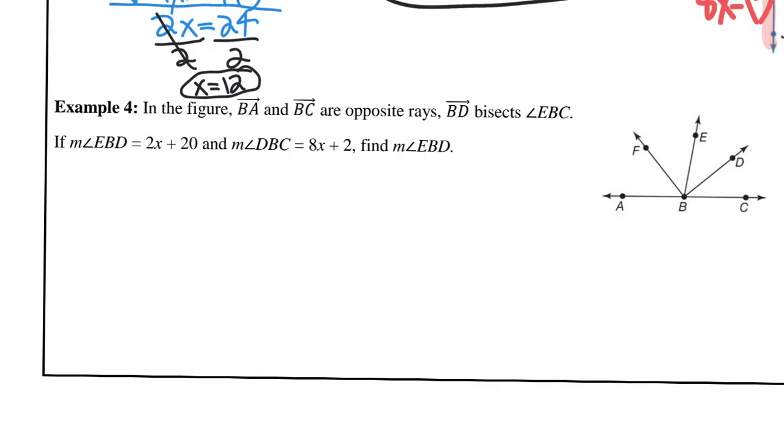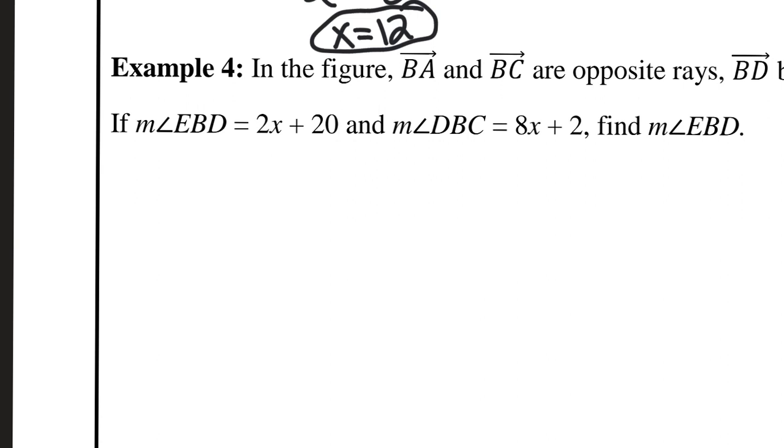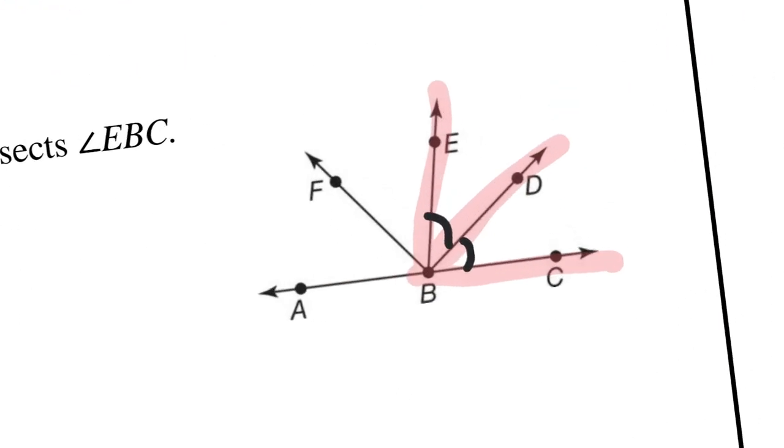Final example, in the figure, ray BA and ray BC are opposite rays. Ray BD bisects angle EBC. Okay, so I went ahead and I labeled that information. If it bisects it, then EBD is congruent to DBC. And it says measure of EBD equals 2x plus 20, and measure of angle DBC equals 8x plus 2. So that means we just know that they're equal to each other.